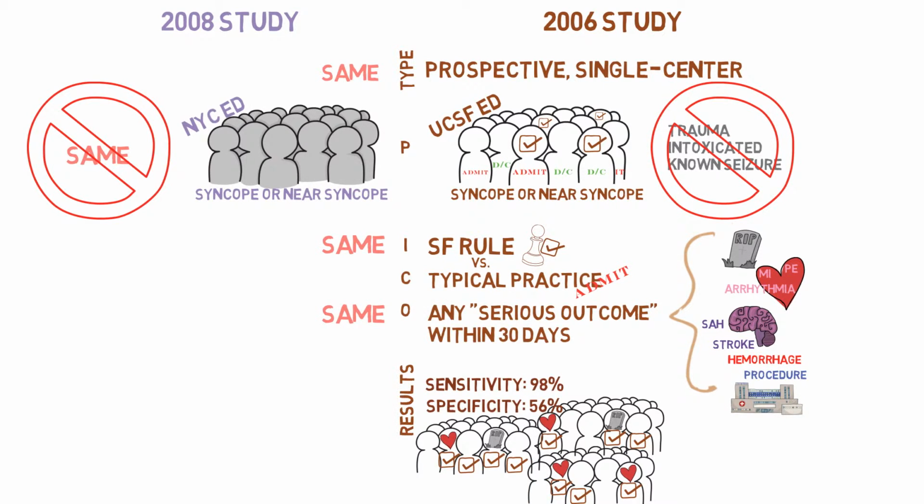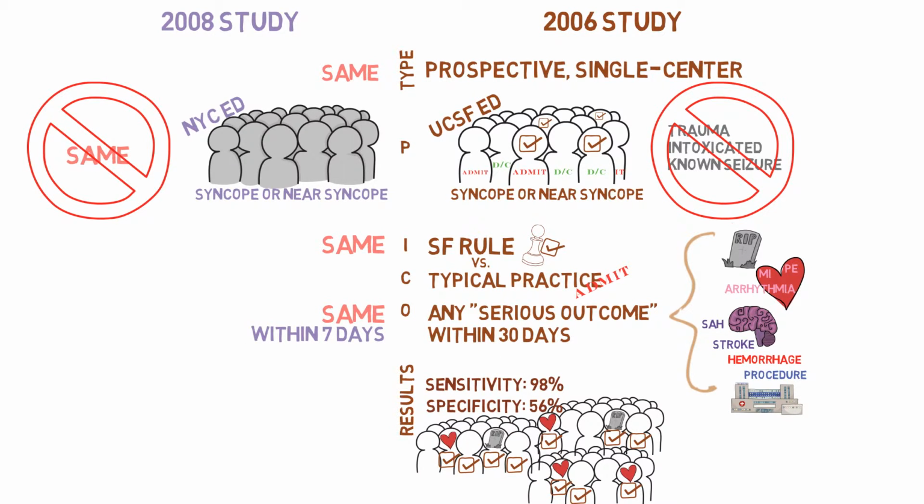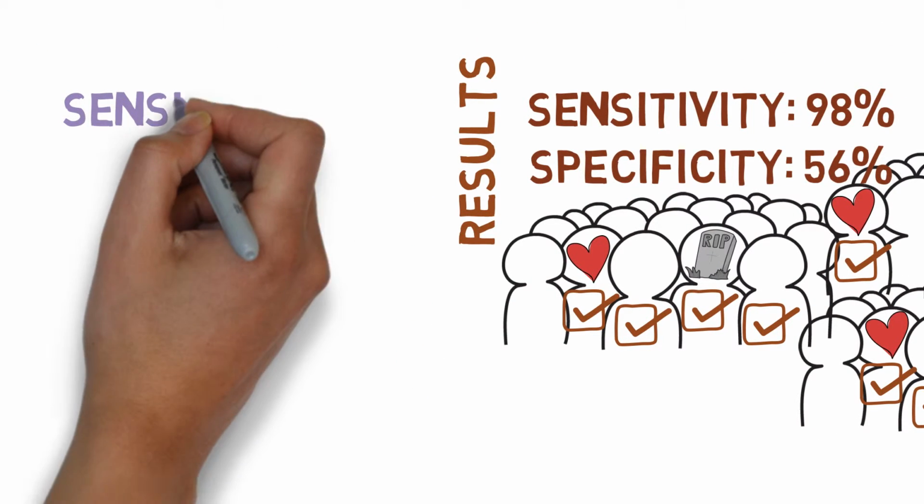The outcomes were the same as those defined by the original study, including death, cardiac events, neuro events, etc. And the only difference was that instead of waiting a whole 30 days, they did all of their follow-up in 7 days. But the results were not the same.